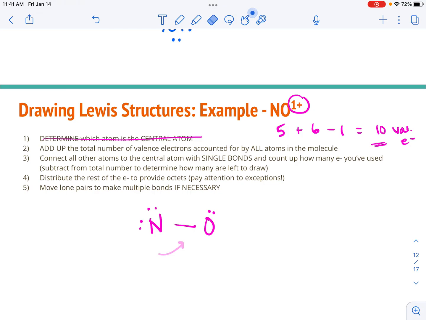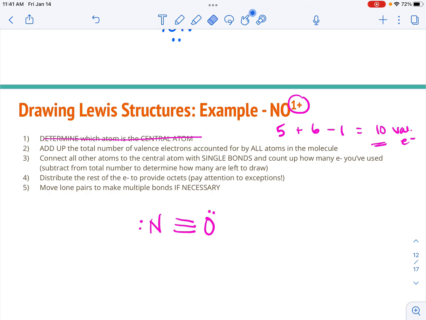So I'm going to take this pair off and move it to here as a bond. And I can see that that helped a little bit, but that oxygen still only has 6. So I'm going to do it again, and I'm going to move another pair and make it a bond. And now I can see that nitrogen has 8, and oxygen has 8. And I can count my total, 2, 4, 6, 8, 10, which is what I'm allowed to draw. So I'm going to say that my structure looks like that.